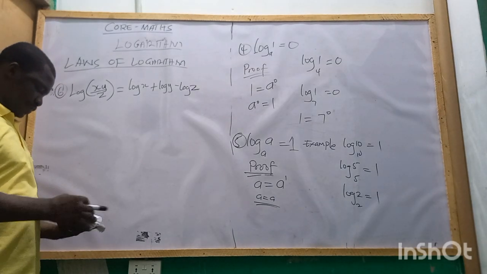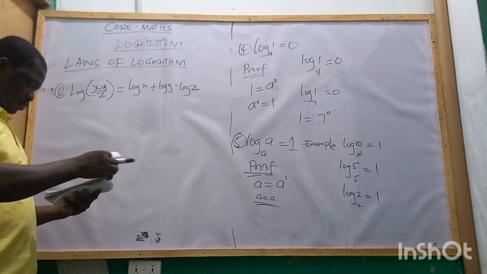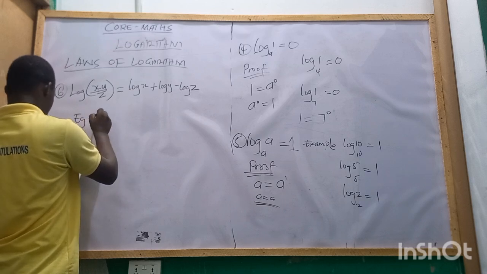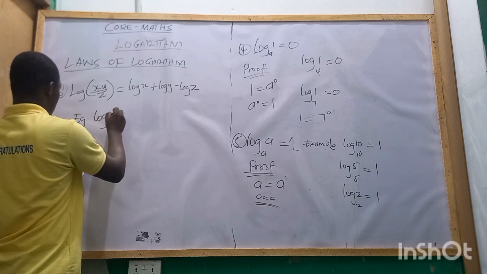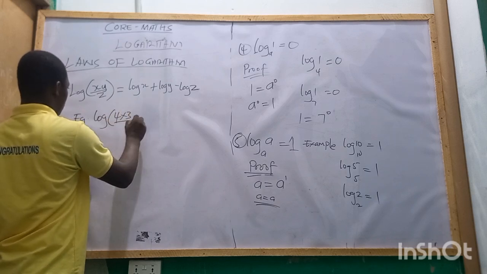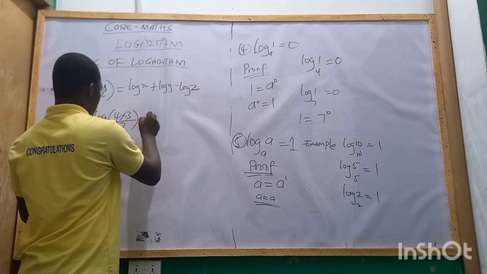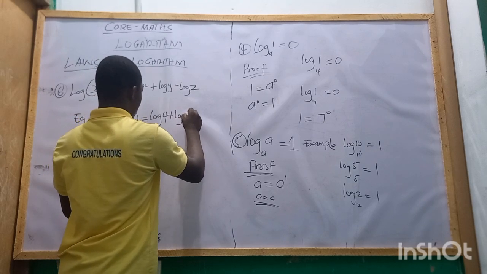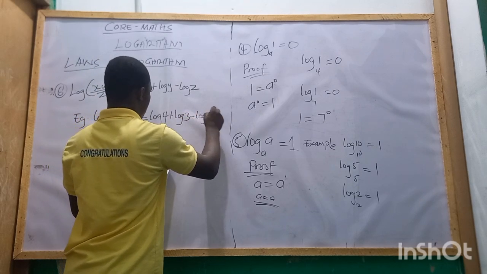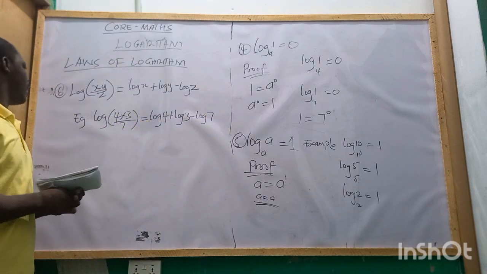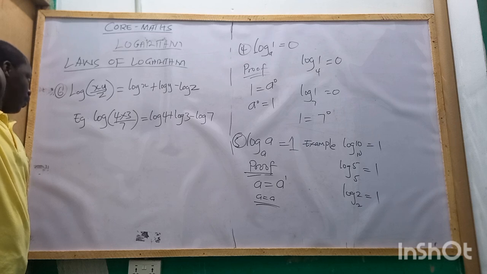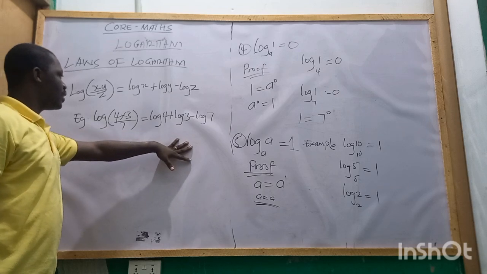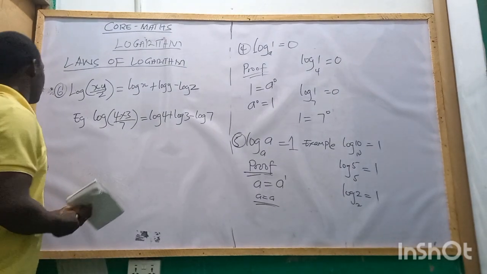So let's take an example. So this is how you do the log of x multiplied by the log of, so the log of 4 multiplied by the log of 3 all over 7 will give you the log of 4 plus the log of what? 3 minus the log of what? 7. Very simple. For example 2.